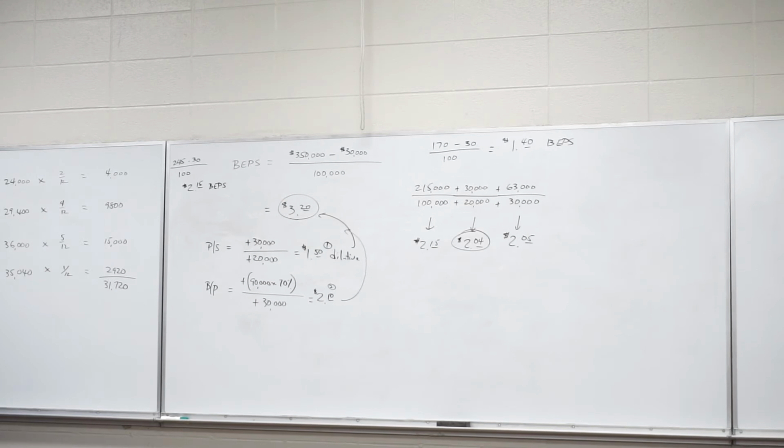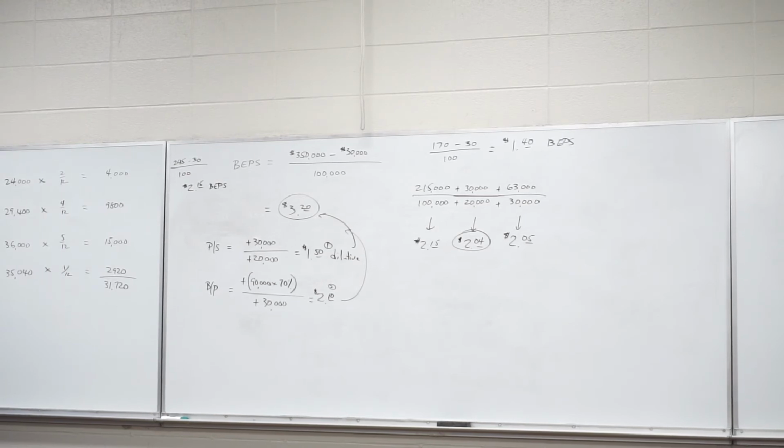So when you figure out each one individually, and you come up with the test number, EPS or whatever you call it, if it's more than basic EPS, then it's anti-dilutive. Okay. Leave it alone. But if one of them is anti-dilutive and the other is dilutive, only do the one that's dilutive.